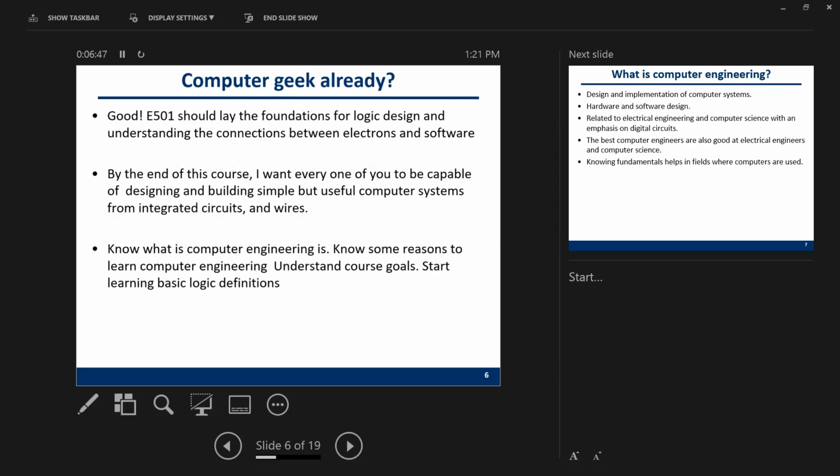Again, I hope this lecture can give you a basic understanding of the connection between the circuits and the software. At the end of this lecture, I hope that each of you can build a very simple computer system composed of some circuit components connected by wires. I hope you can have a very basic understanding of logic design.